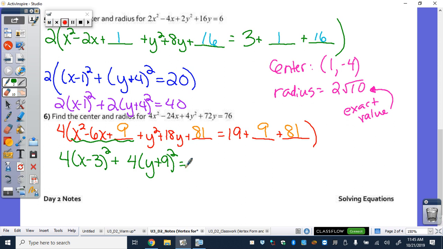Then on the right side of the equal sign, 19 plus 9 plus 81. 109. And then times the 4 makes it 436. So our center would be the point 3, negative 9. And our radius would be 2 radical 109. The only number to come out of there is a 4.